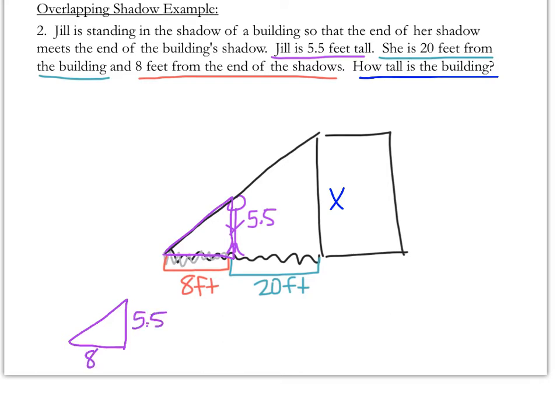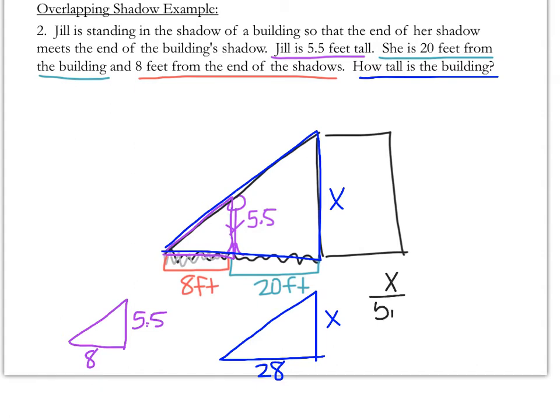But the one you have to be careful with is the one for the building. The building here is this big triangle. Because Jill's interrupting the shadows, to get the shadow for the building, we actually have to add those two numbers together. It's 20 plus 8, which is going to be 28. From here, it should be relatively easy to set up the proportion. You just have to get that big triangle correct, so make sure you're drawing the picture correctly.